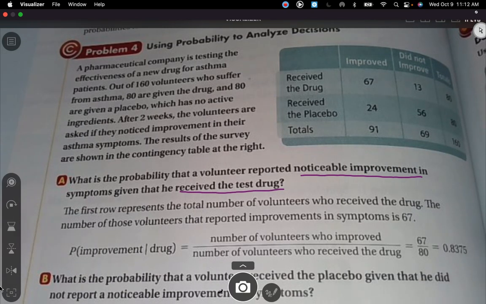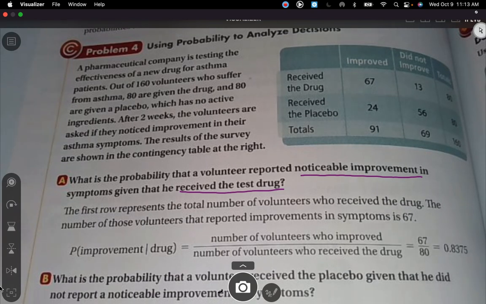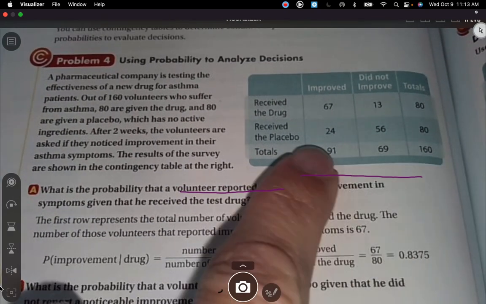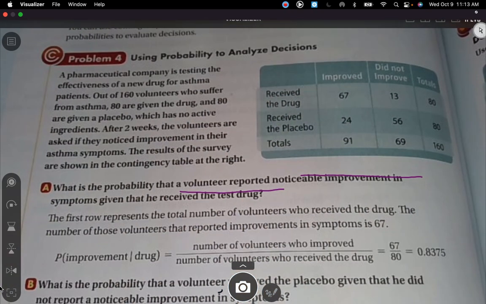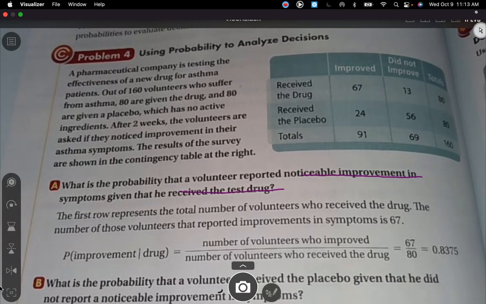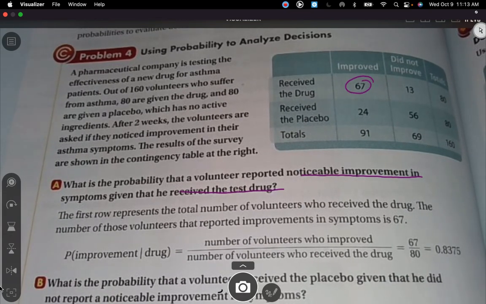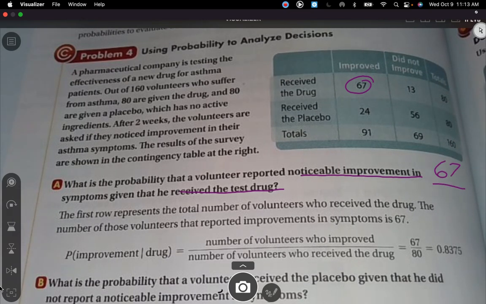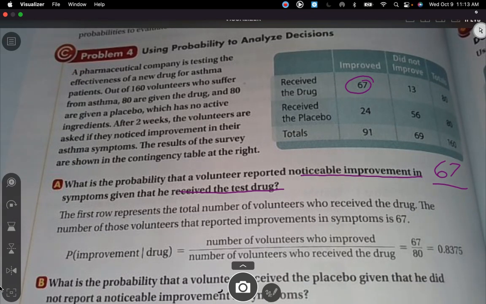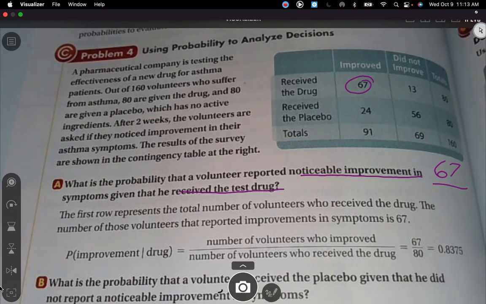So I'm looking at those two things. Where do I see noticeable improvements and received the drug? Okay, that's totals. Noticeable improvements and they received the drug. What's that number right there? 67. Does everybody understand why I picked 67? That was both of those things. Noticeable improvements and they received the drug. That is 67. That's my top number. Then remember what went in the bottom, given that. Whatever it was given that. They received the test drug. How many people received the test drug?